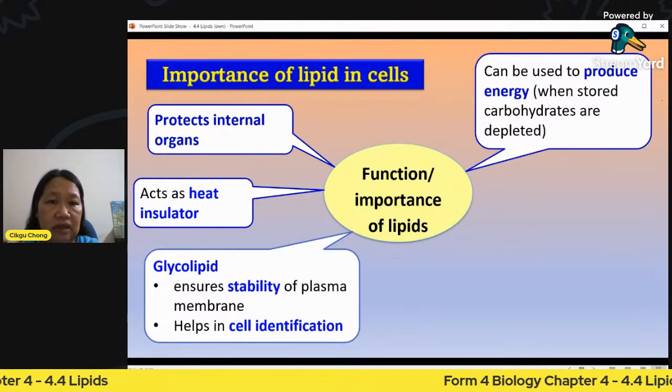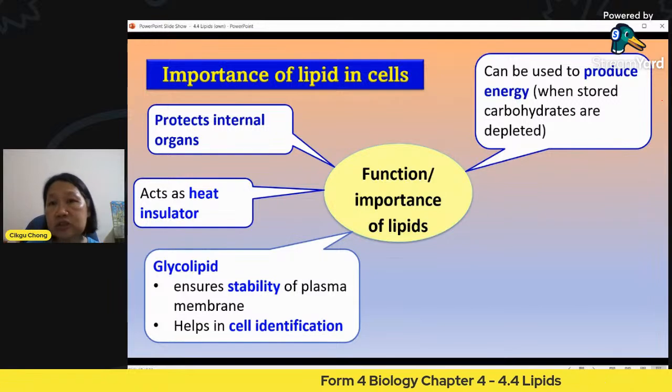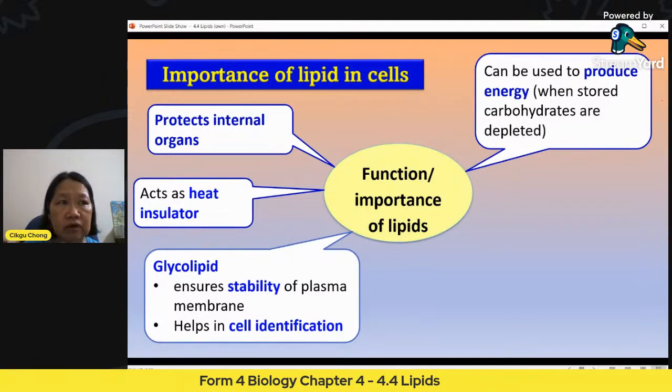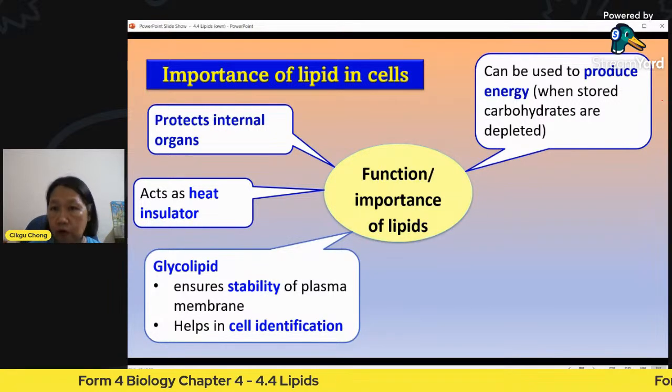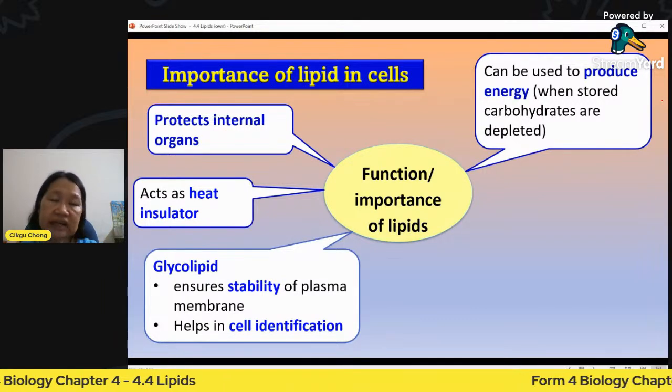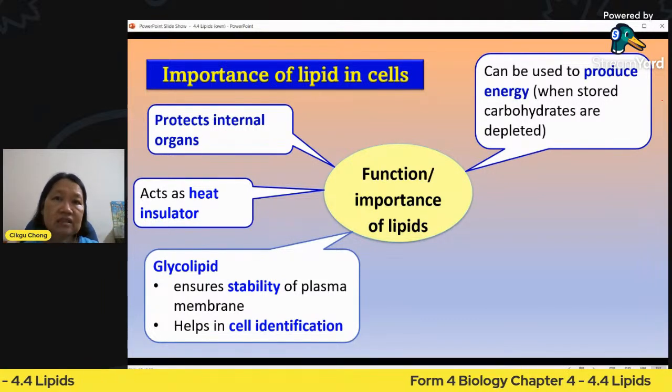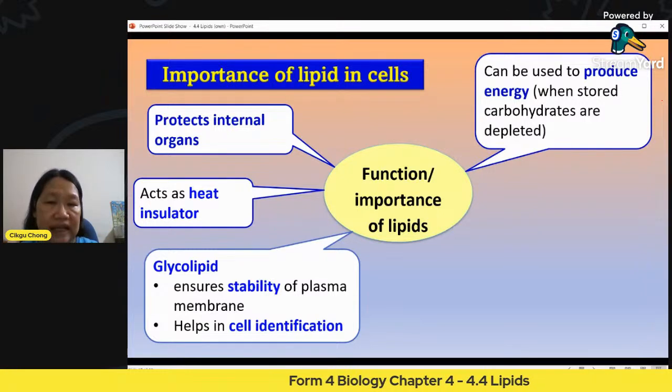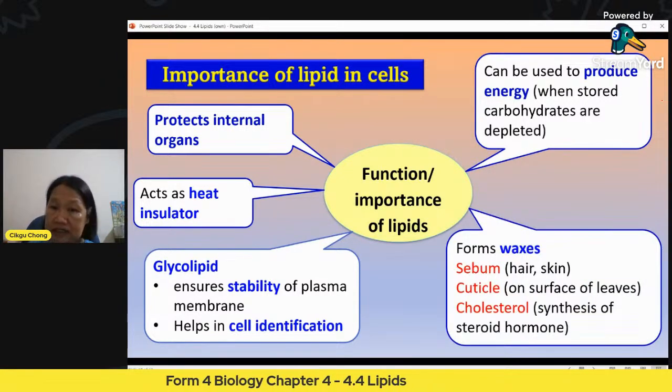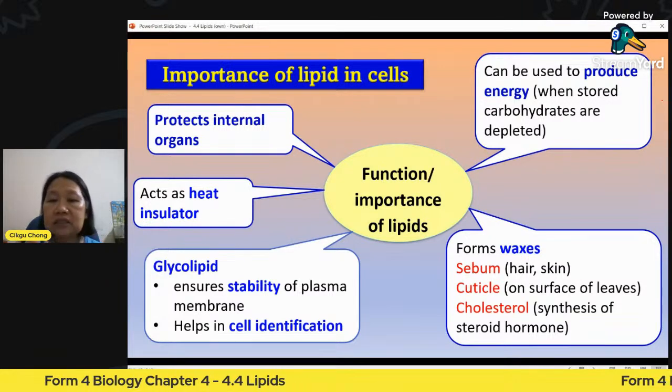This is what happens when you don't eat. When people are dieting, they want to use up their fat. They do not eat so much. They don't have very full meals. They are forcing the body to oxidize the fat so that they will lose fat. And they look slimmer. That's what they do when they diet. And lastly, it forms structural parts of your body.